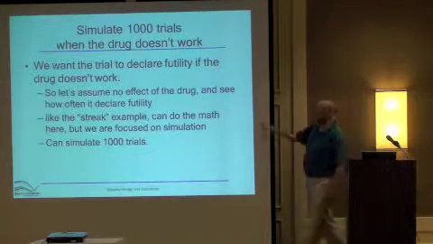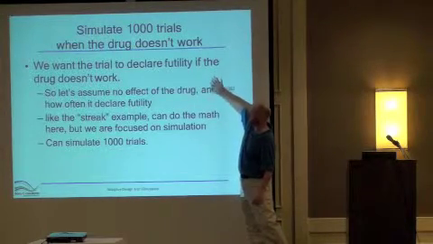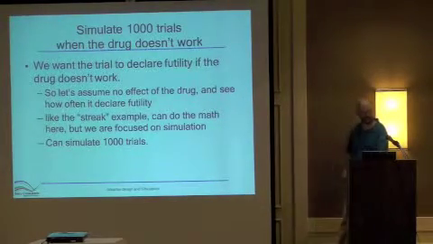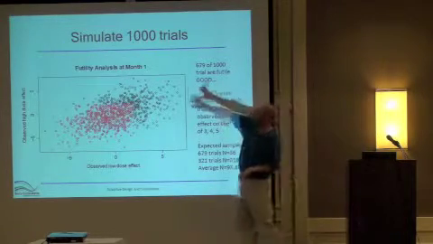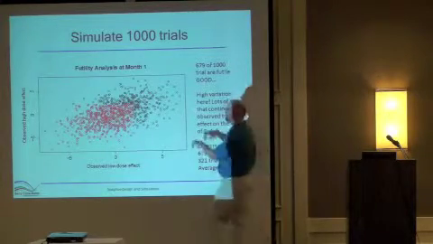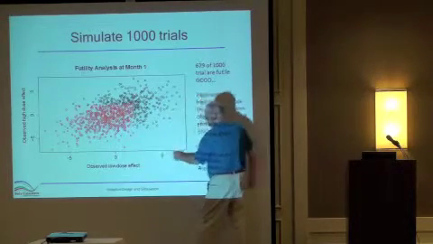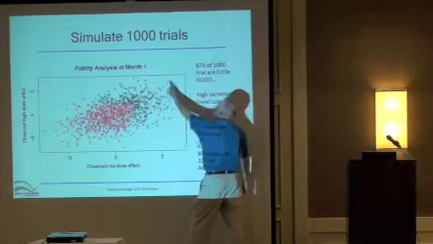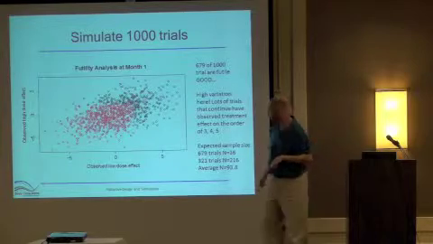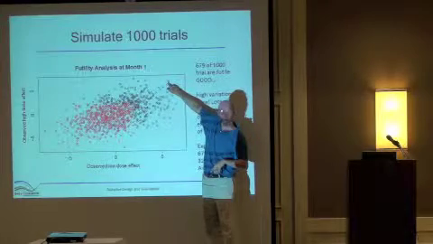So the first part of this, let's look at the futility. I want the trial to declare futility if the drug doesn't work. So let's assume no effect, and I'm going to simulate 1,000 trials. There's 1 dot for every trial, so 1,000 dots on this. Here, for example, is a trial where the observed low dose effect was about 6. The y-axis is the observed high dose effect. It was also about 6. This would look like a great result early, so this is not futile.